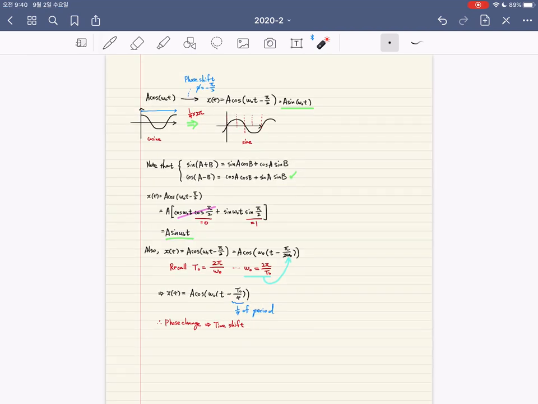So we are talking about the exact same thing in terms of phase shift, in terms of some formula, and in terms of the time shift. So you can have multiple views of the same result.